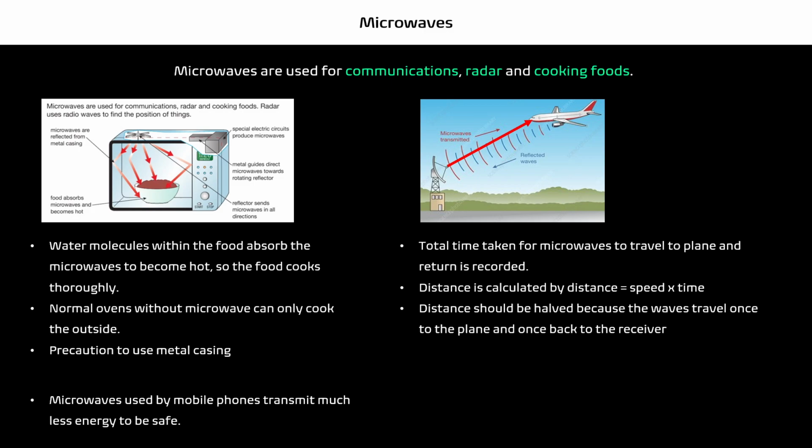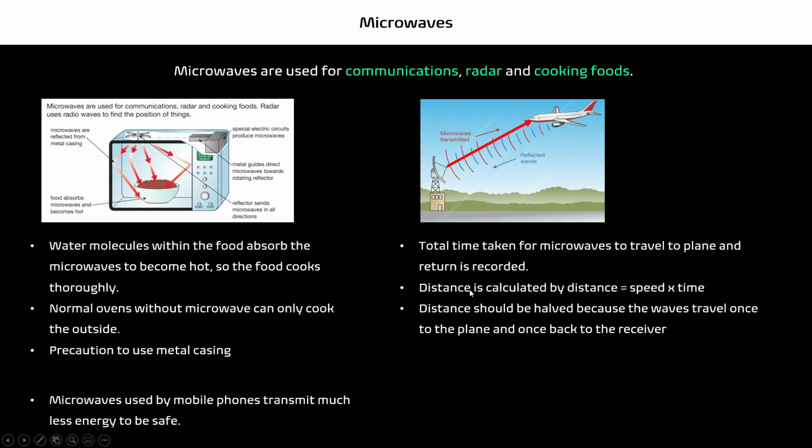Now on the right side, we can see a radar application of microwaves. What it says here is that the radar is going to send out the microwaves, and then the microwaves are going to get sent back. What we should take note of is the total time taken to travel once and back. So if the waves take 5 minutes to travel to the plane, it takes a total of 10 minutes.